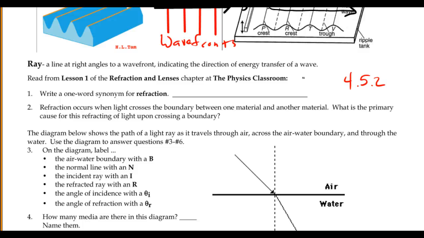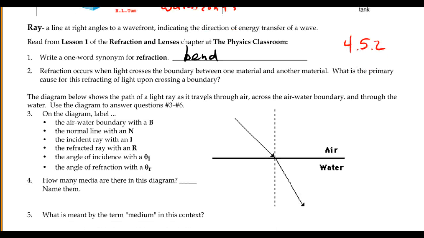Now look at refraction. Refraction is the changing of direction of a wave as it passes between two different materials. A simple one-word synonym for refraction would be bend. To bend, to change direction. Refraction occurs when light crosses the boundary between one material and another. The main factor is speed.